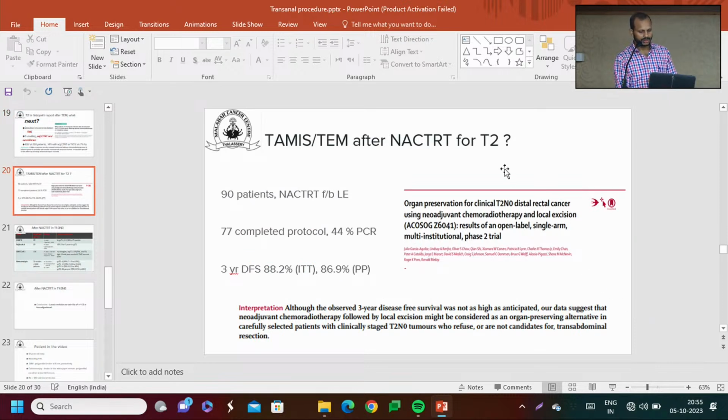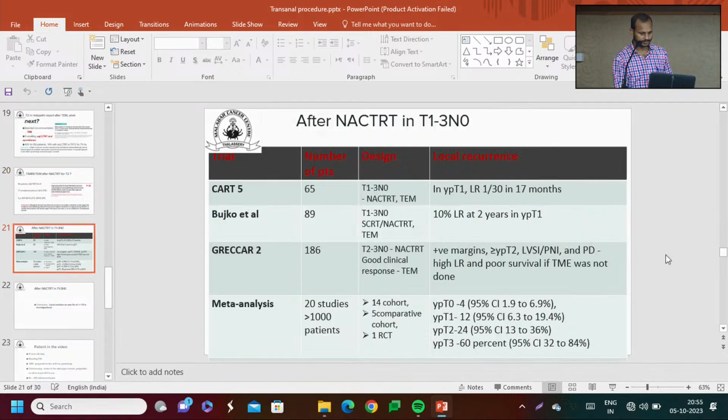In the beginning I mentioned there is a novel approach: in T2 disease, whether you can do NACTRT followed by this transanal procedure. Yes, there is evidence available in the literature. One study shows 88% 3-year disease-free survival with this approach. But that has not been accepted as mainstream treatment, so it is still investigational.